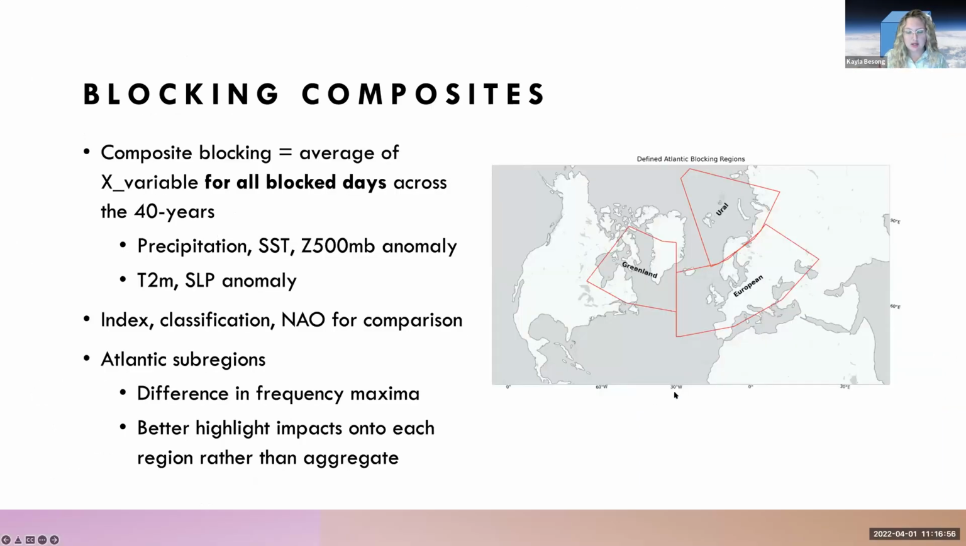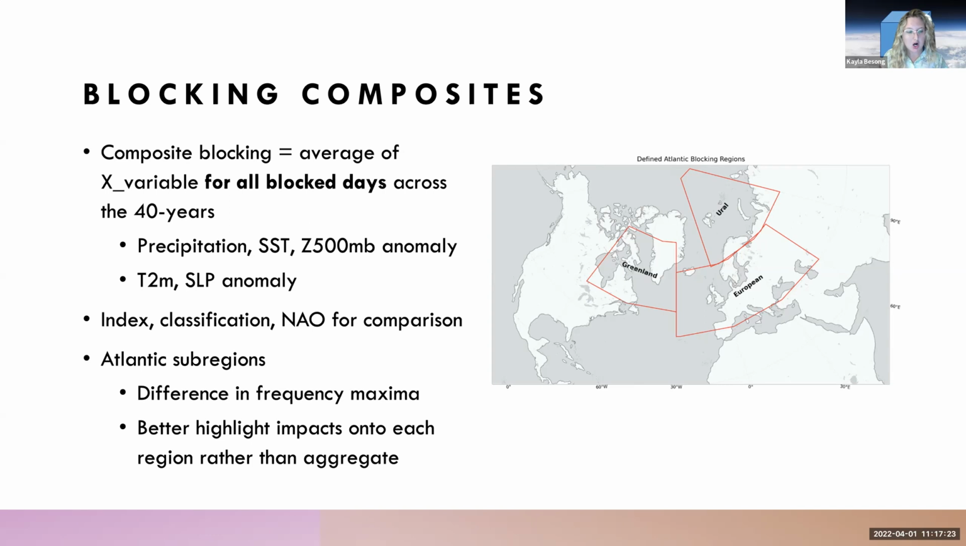Okay, now let's move into our blocking composites. When I refer to a blocking composite, what we're really looking at is the average of whatever variable, the variables are listed here, for all block days across the 40 years. So we take all of our block days from our blocking events and take the average of, say, the SST anomaly during those blocking events. And that is what a composite is.